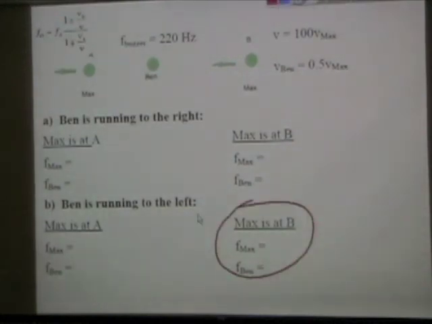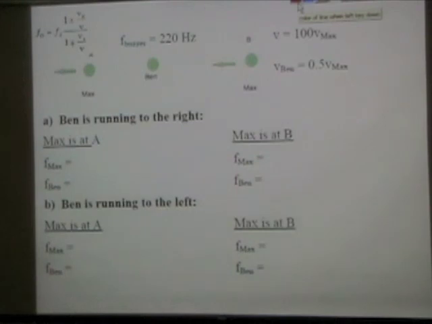Let's do this one. So Max is here, and rides to the left, and Ben actually also travels to the left. So, and we want to figure out the frequency experienced by Max. So, and I don't have time for that. I think, so, you can figure this problem.